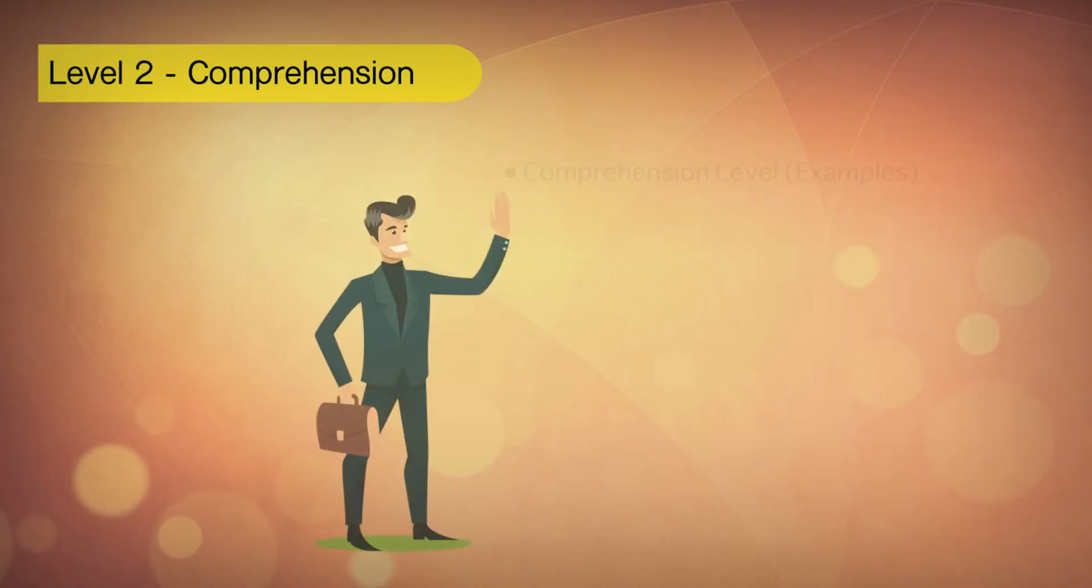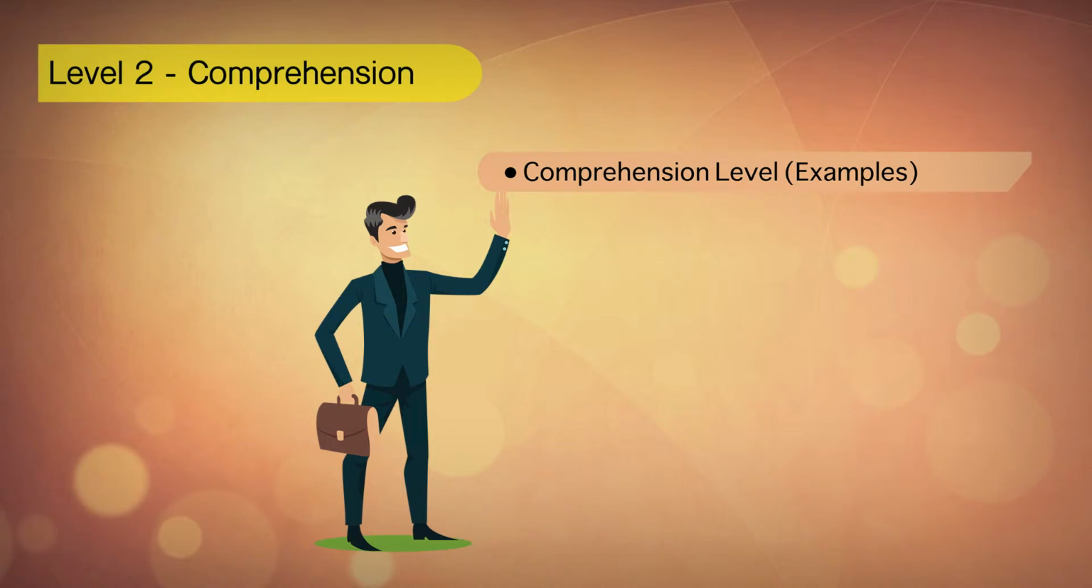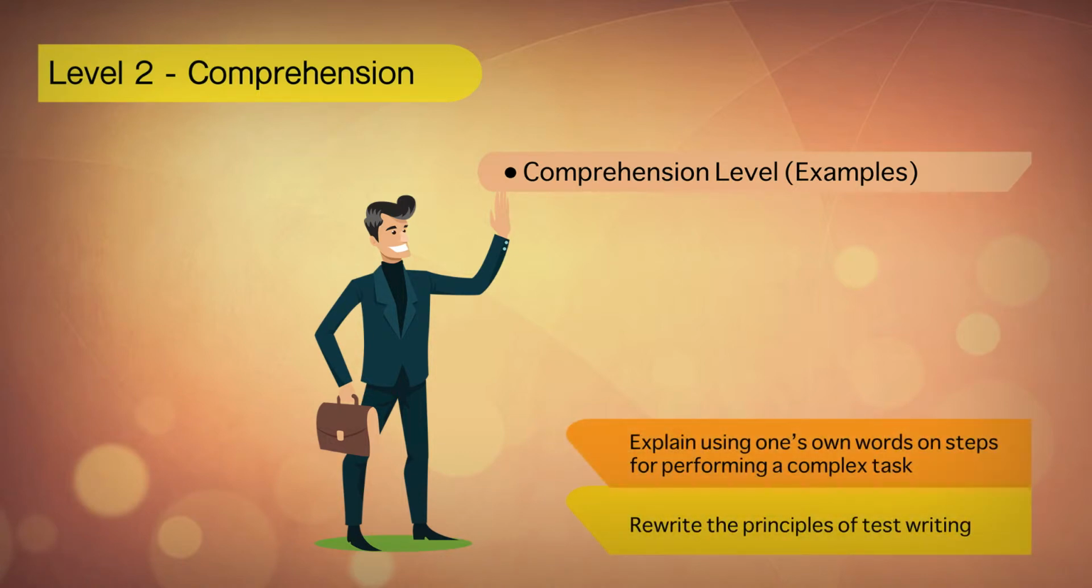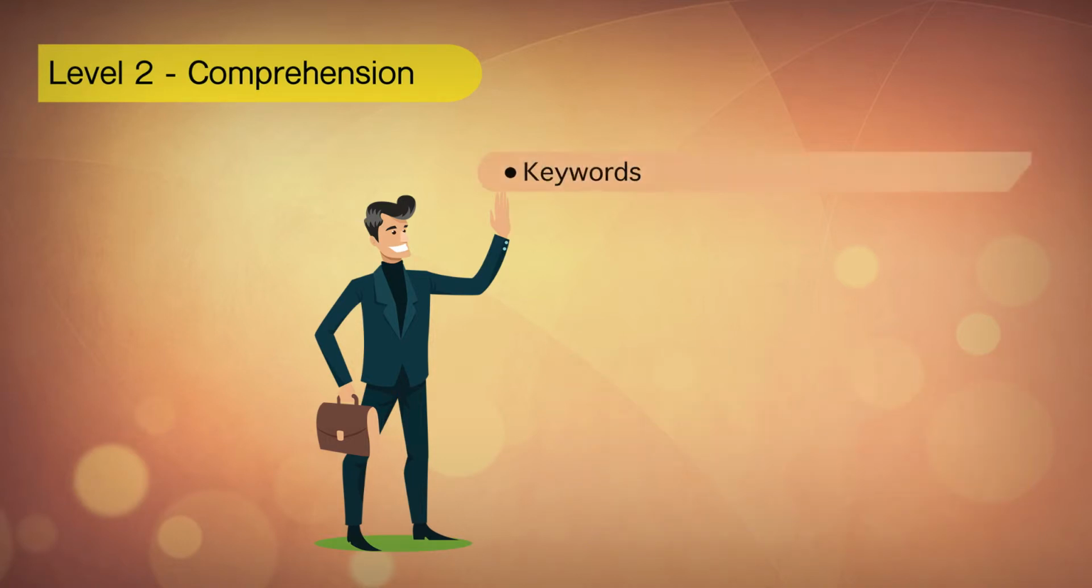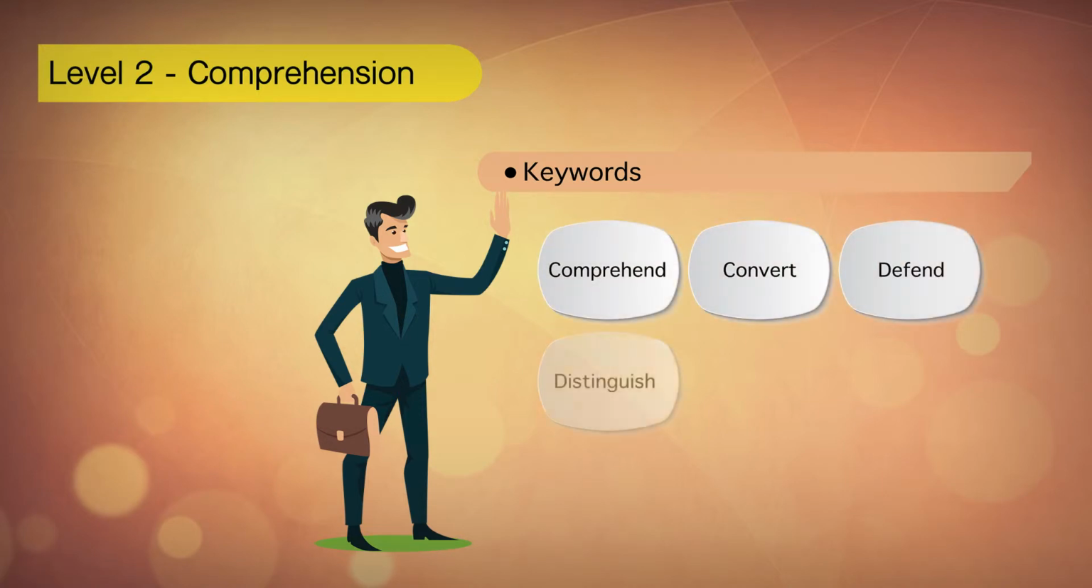The examples for comprehension level will be rewrite the principles of test writing, explain in one's own words the steps for performing a complex task, translate an equation into a computer spreadsheet. And the keywords will be comprehend, convert, defend, distinguish, estimate, explain, and so forth.